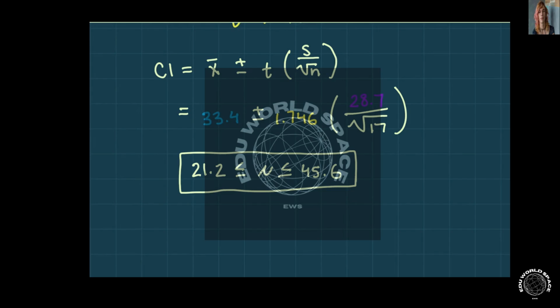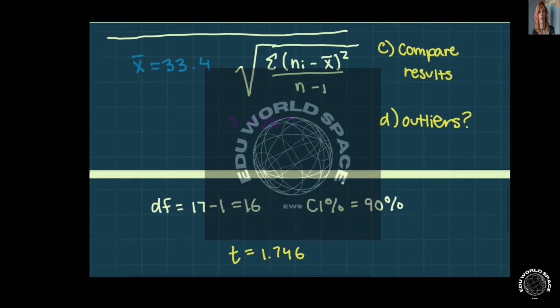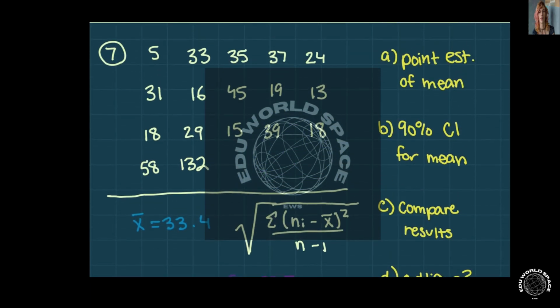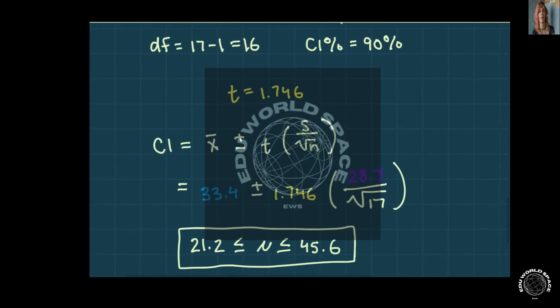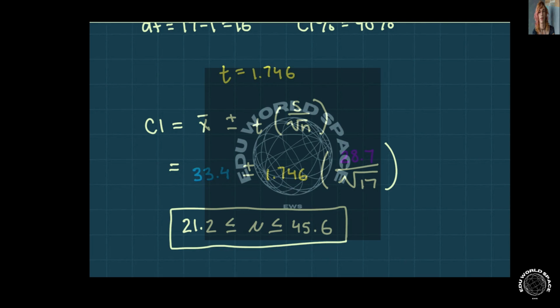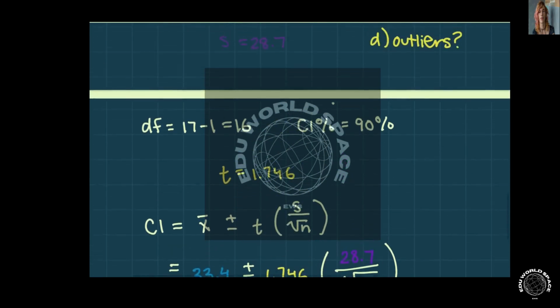Now let's take a moment to go back and see what we actually need to figure out. Our point estimate of the mean, we did that. That's 33.4. It's our sample mean based on these 17 ages. Our 90% confidence interval, we did that right here, 21 to about 45. That's basically the range we're talking about here.